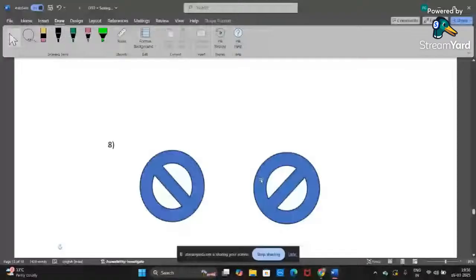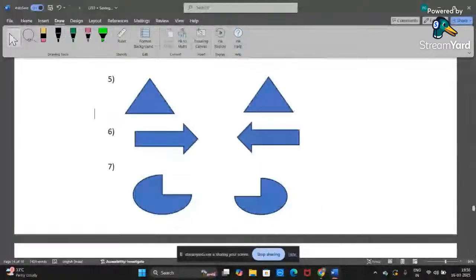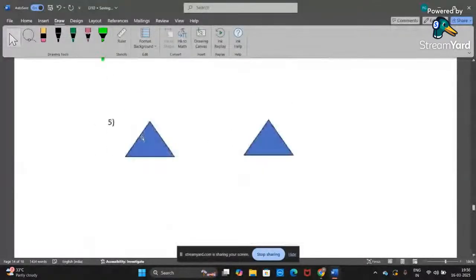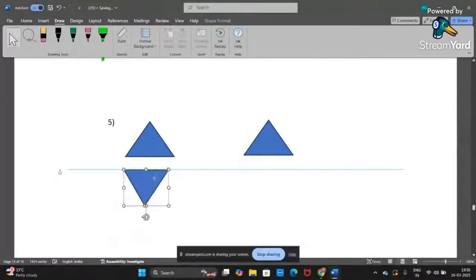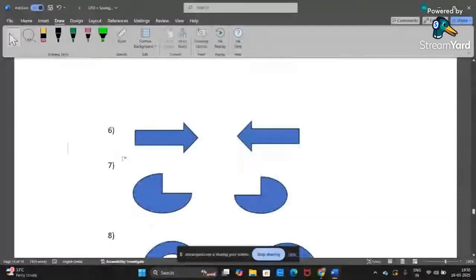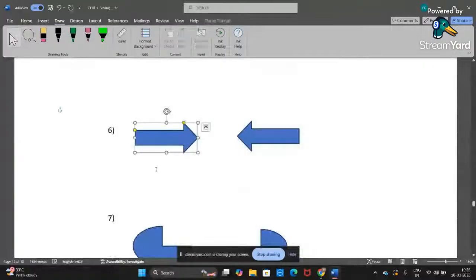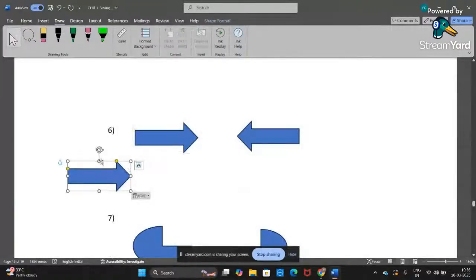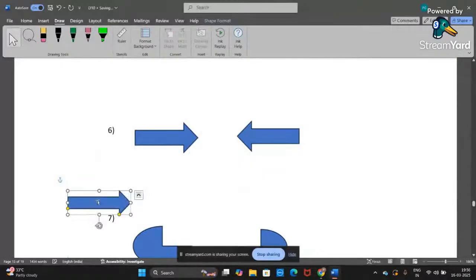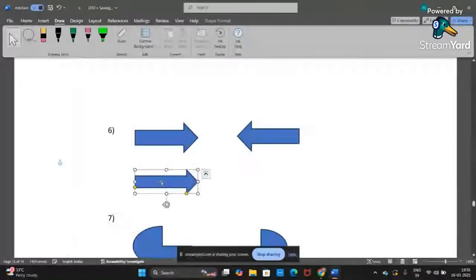For the same thing, let's find out the water image. For this, the water image will be, once again, like this, right? For this, the water image will be the same as this itself, right? For this, the water image will be like this and the mirror image will be like this.